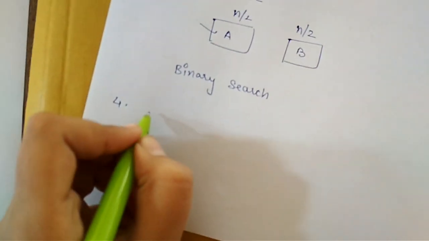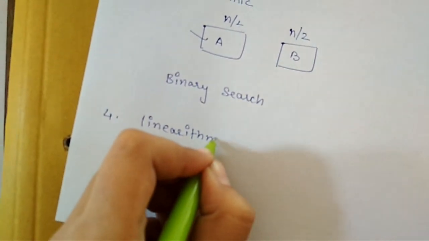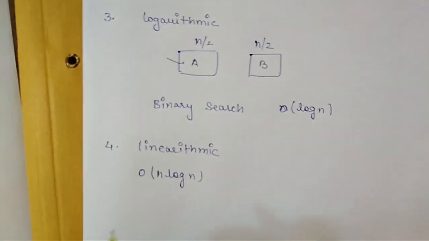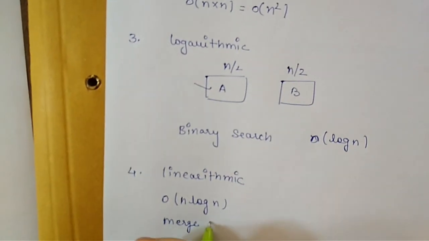Fourth type of time complexity is linearithmic. Example of linearithmic time complexity is merge sort.